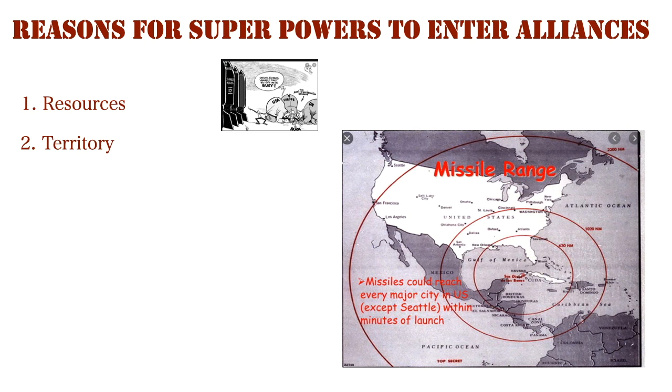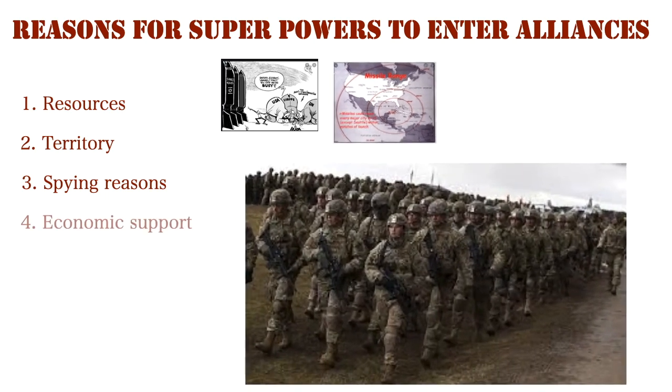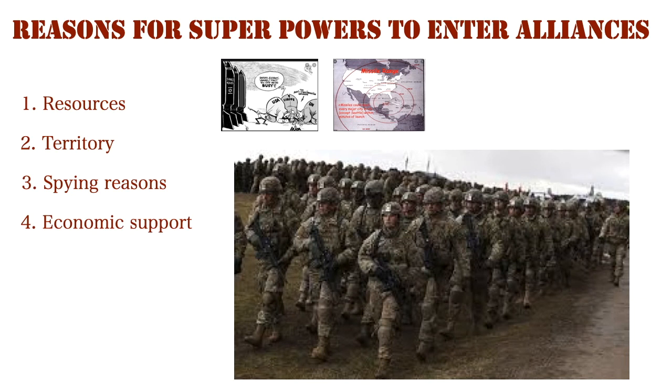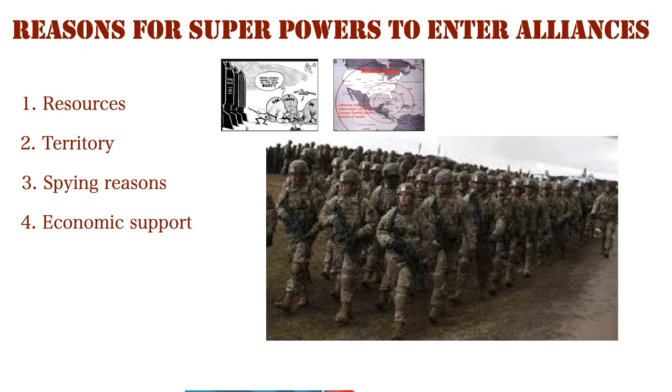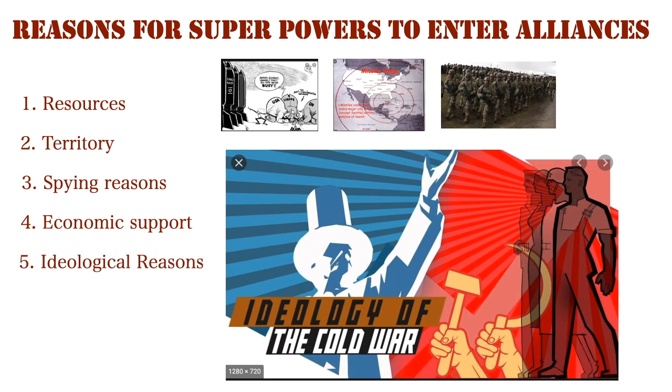So the superpowers also used the smaller states as a location to spy on each other. So the smaller countries were also used for spying reasons. And by having allies, they also receive economic support to pay for their military expenses. And then we have one of the most important reasons, that is the ideological reasons.